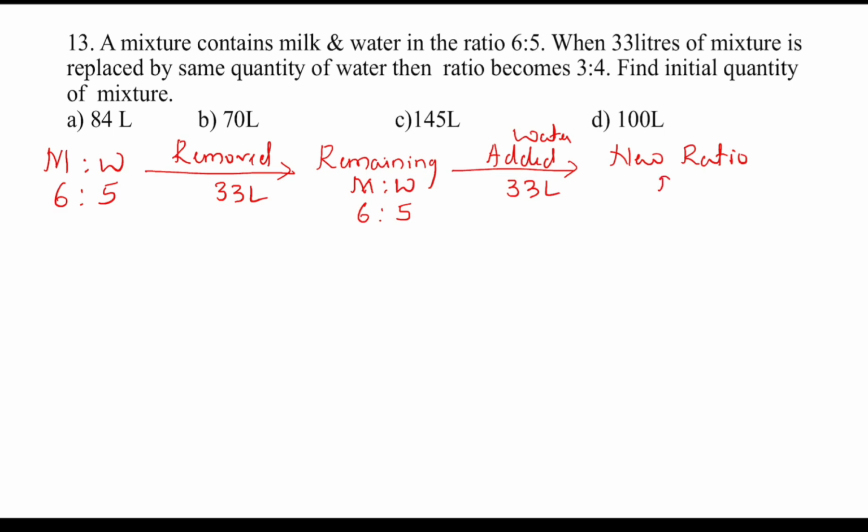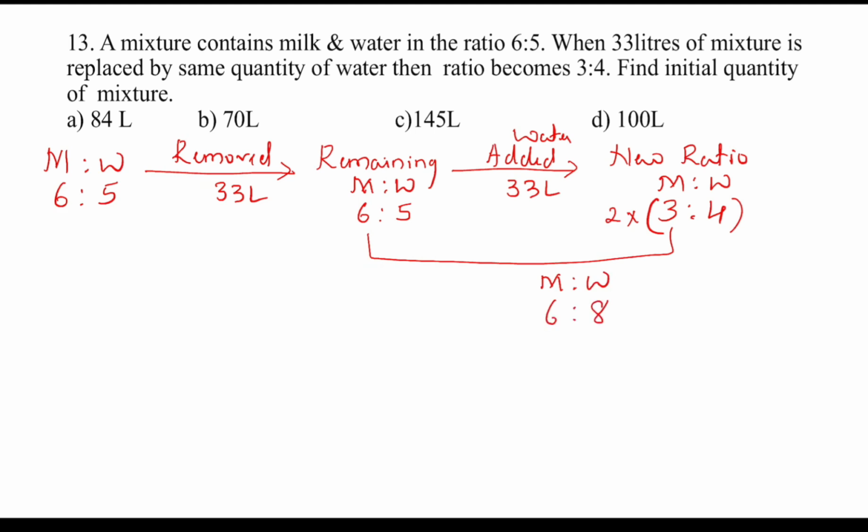Milk is to water, 3 is to 4. But we know that milk should be same because they are adding only water, but milk is changing here. So if we have to make milk same, what we have to do here? You have to multiply by 2, isn't it? So when you multiply by 2, the new ratio will be how much? Milk is to water, the new ratio will be 2 3s are 6, 2 4s are 8. So it will be 6 is to 8. New ratio became 6 is to 8.